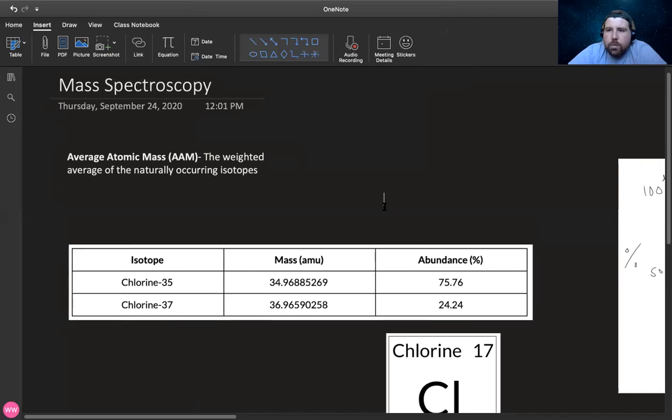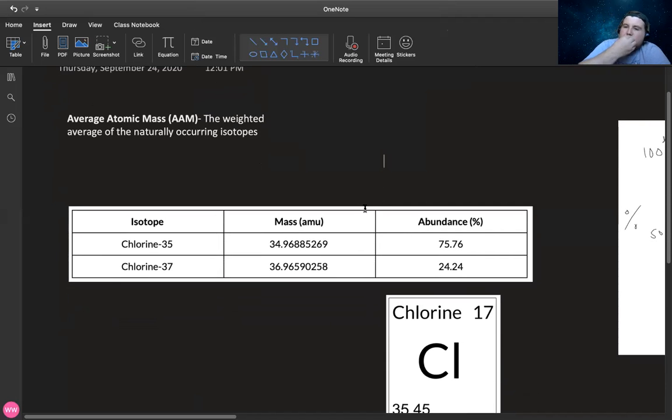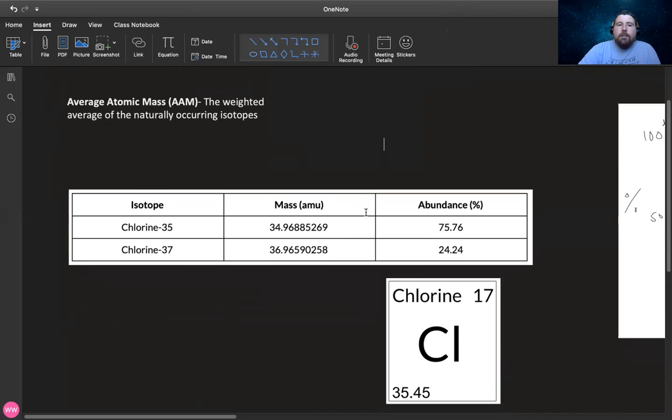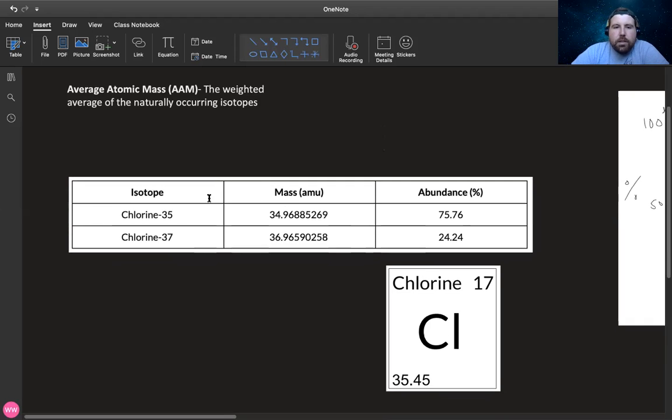Before we do that, I really just want to define why we need to do mass spectroscopy. What is important about mass spectroscopy in the real world of chemistry? It's all related to the average atomic mass, which is the weighted average of the naturally occurring isotopes. Remember, isotopes are atoms of the same element with different numbers of neutrons. For example, chlorine 35 and chlorine 37 will have different masses because they are made up of different numbers of neutrons.